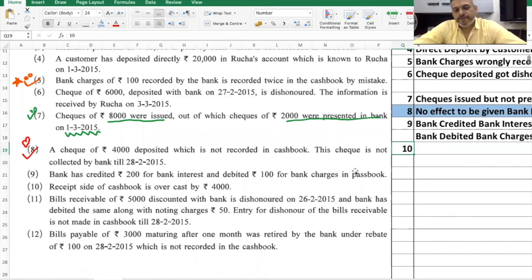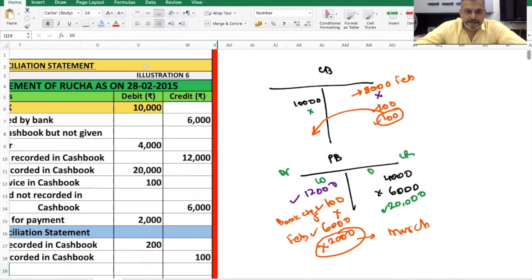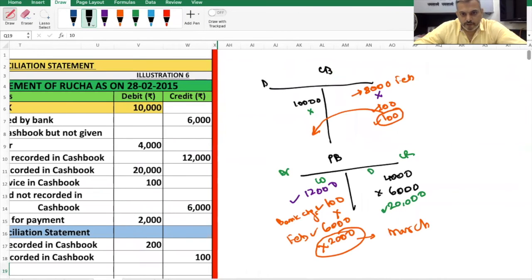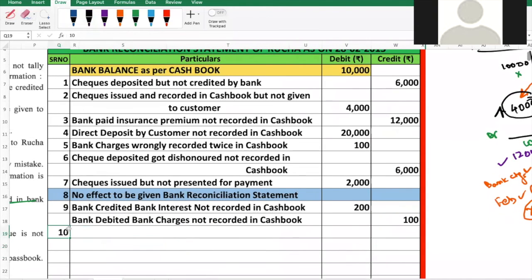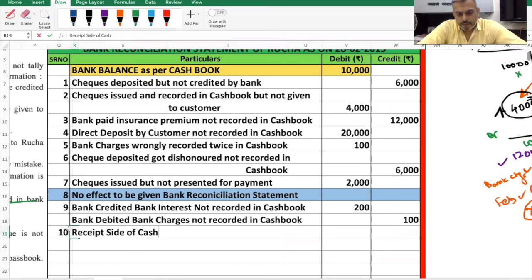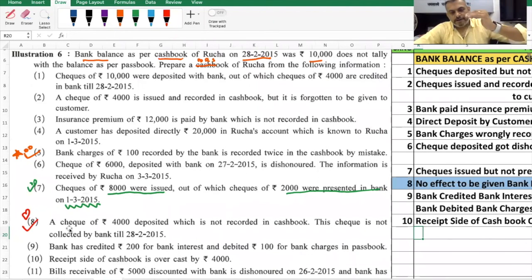10th, be careful. Receipt side of cash book is overcast by 4,000. So receipt side, meaning the debit side of cash book, is more by rupees 4,000. So what will we do? 4,000 is in excess here, so to remove it, what do we have to do? Credit side, we have to correct. So write: receipt side of cash book overcast, credit side 4,000. The receipt side of cash book, meaning the debit side, is more, so to reduce it we will credit.